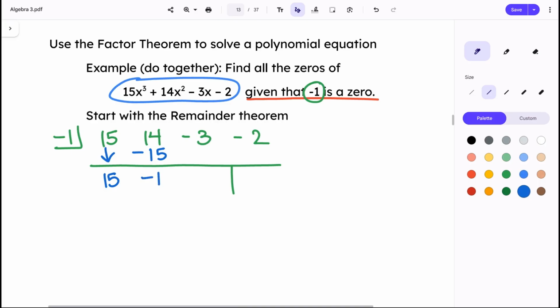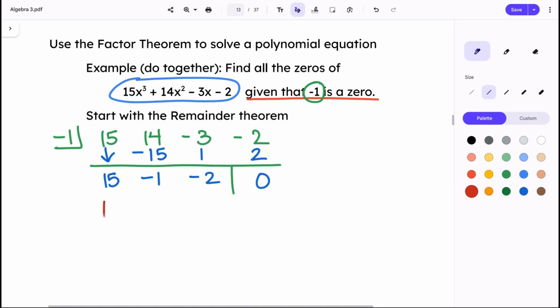Right? Times -1 would be 1 plus -3 times -1. So we get 0. So we did it right. Okay, we did our synthetic division correctly here. All right, now let's rewrite this as a simpler polynomial.